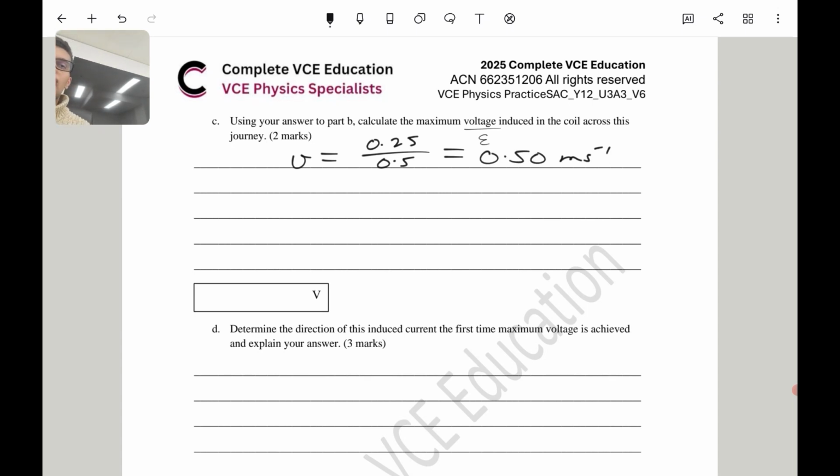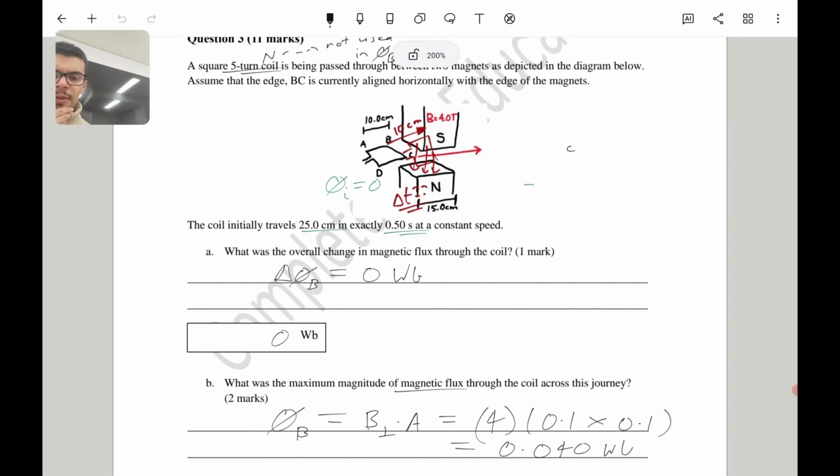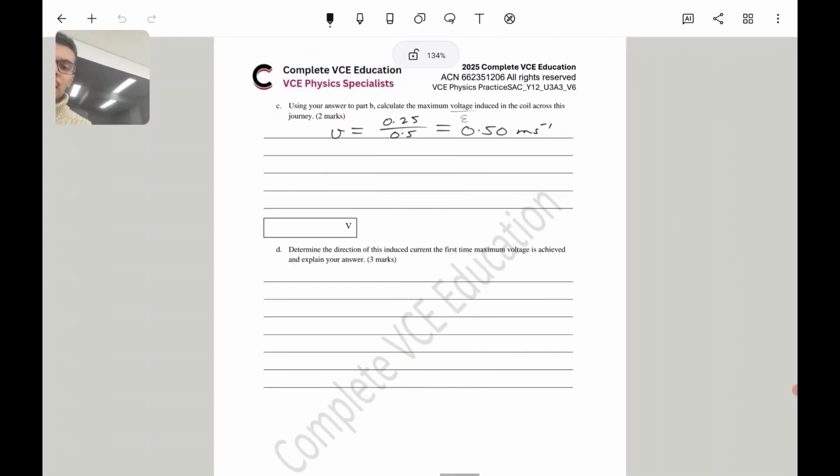Okay, and then afterwards, we can simply use the speed, so 0.25 over 0.5 seconds, to figure out the time it takes for the coil to travel 10 centimeters. So the time is going to be equal to the distance over speed. So 0.1 meters, which is 10 centimeters, over 0.5, which will give you 0.2 seconds. Okay, that will be the time.